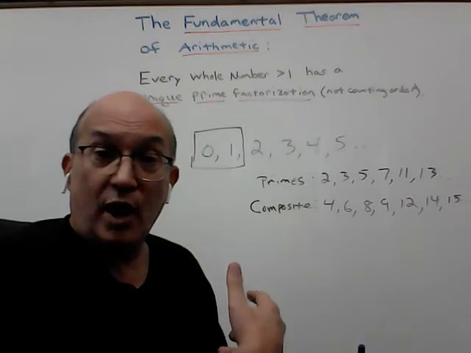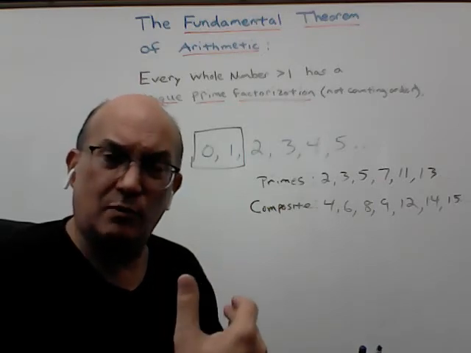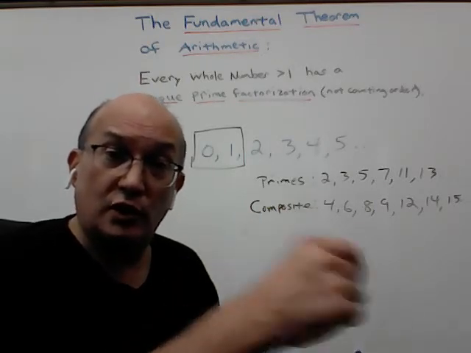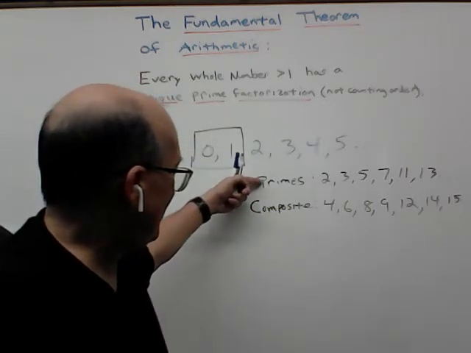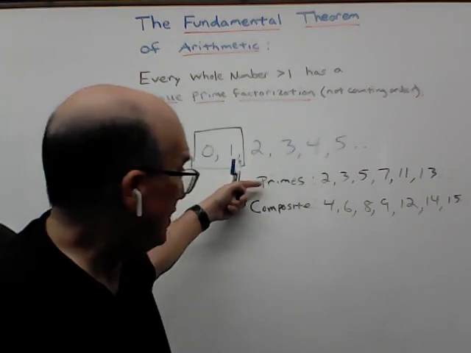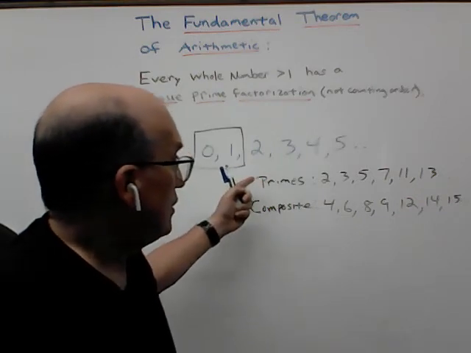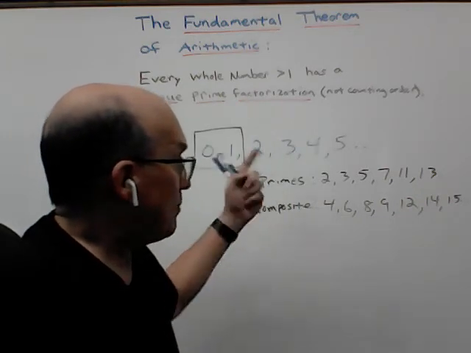And in defining composite numbers, what did we say a composite number was? A composite number is a whole number greater than 1 that's not prime. Okay, so you single out the primes, as we've done, and then all the other whole numbers greater than 1 that are not prime are called composite.